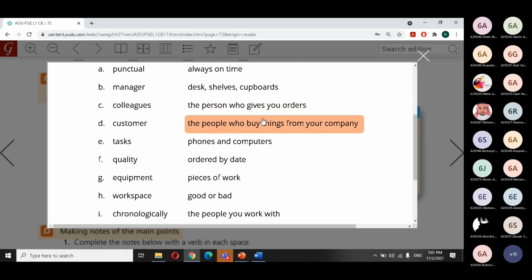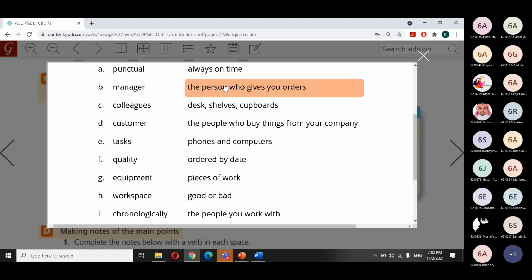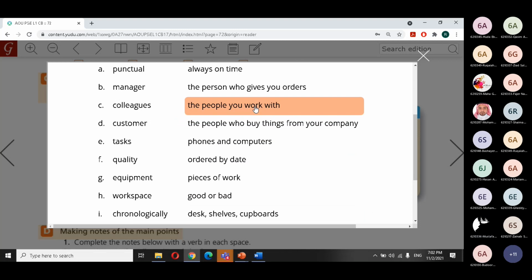So, pay attention, I made it clear from the start: I didn't ask for the meaning we already know, I want the meaning he gave. Okay, maybe the meaning he gave is weak and we might disagree with it, but this is listening. We want to show that we have listened and we can match the words to their definitions. He said a manager is the person who gives you orders or gives you work. Colleagues. What did he say about colleagues? The people you work with. Yes, the people you work with. Okay.